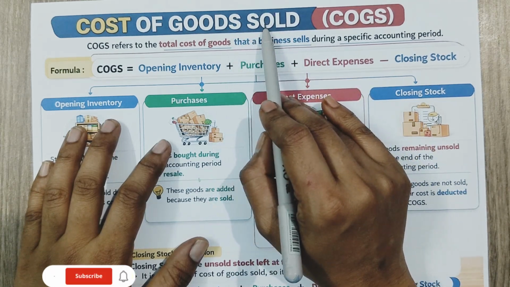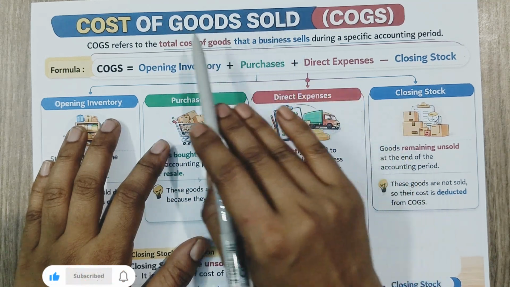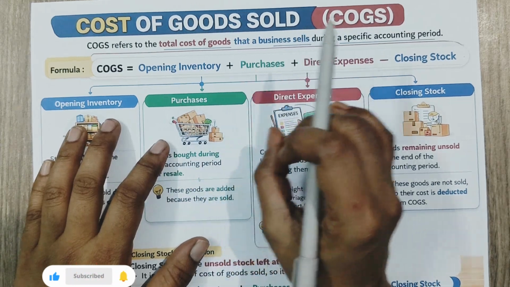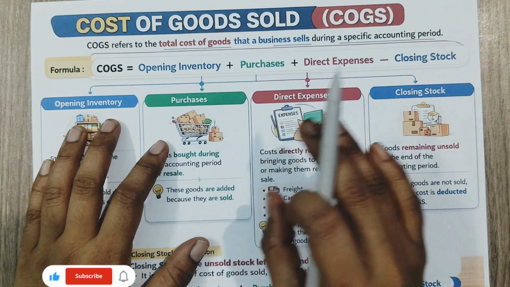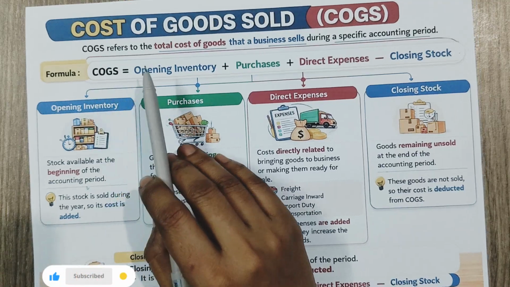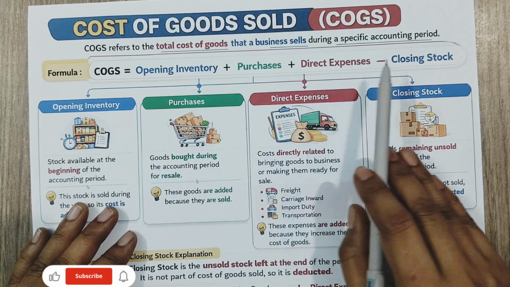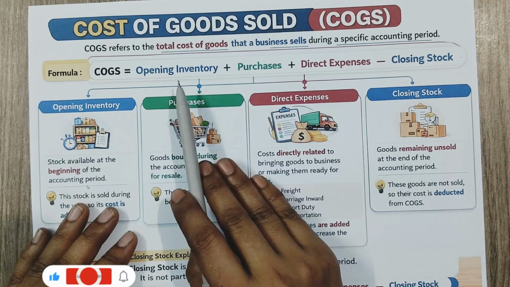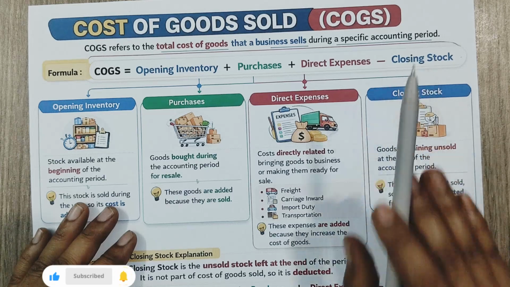Whatever goods you have sold, that cost will be called cost of goods sold, and it is the total cost of goods whatever the company sells during the year, during the specified accounting period. The formula to find out the COGS is opening inventory plus purchases plus direct expenses minus closing stock. And let us understand why these three will be added and why this closing stock will be deducted.